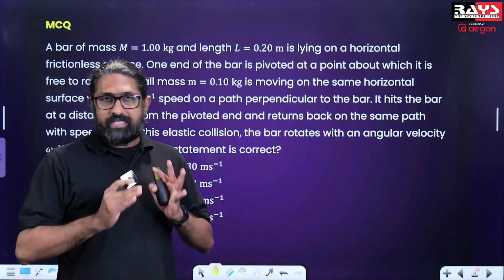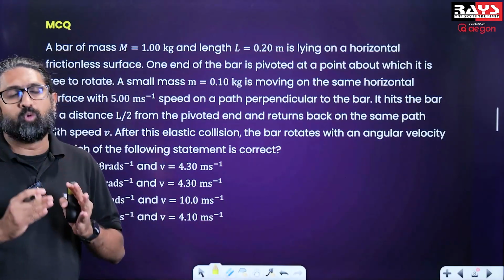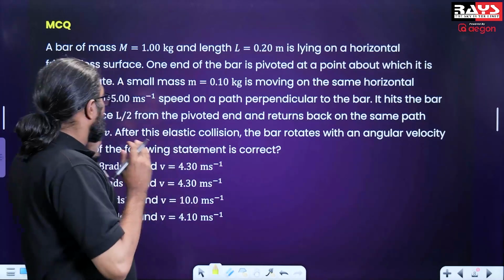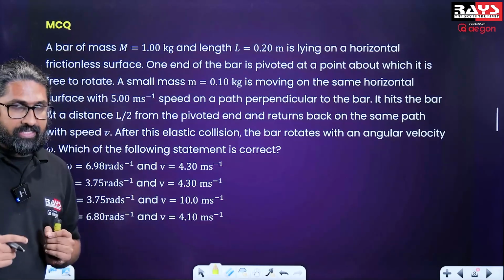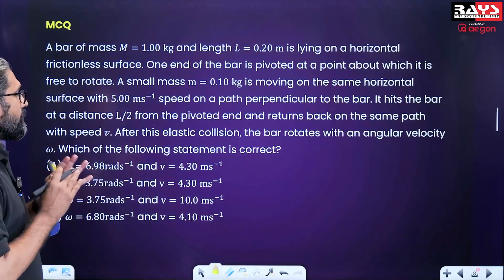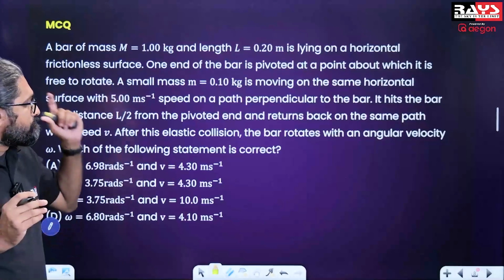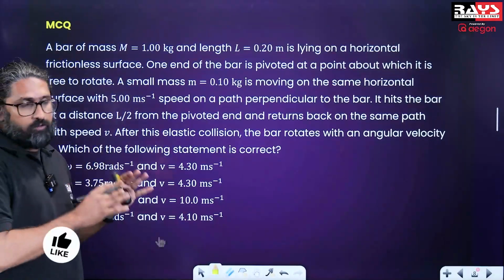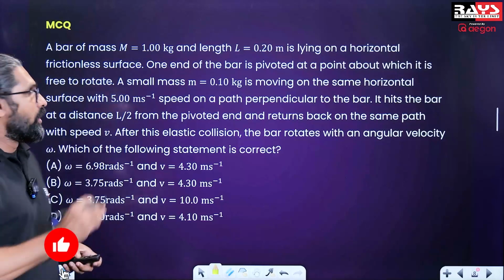Hello. We have a question here from JEE Advanced 2024, paper 1. It is a multiple choice question with a single correct answer. The concepts involved are basically from rotational dynamics, and it also involves ideas from collisions. So we look at the question directly.